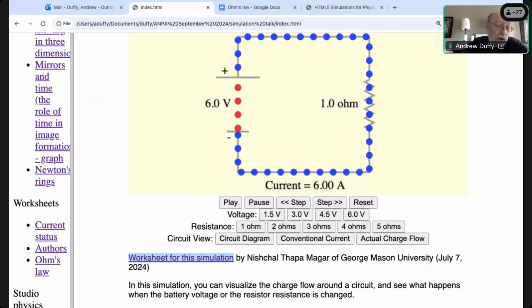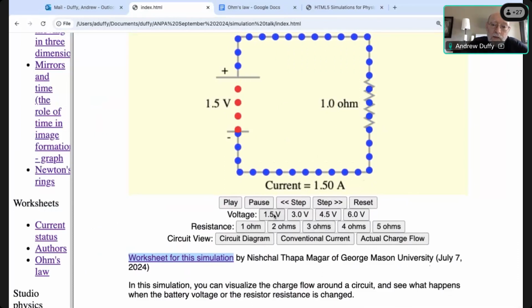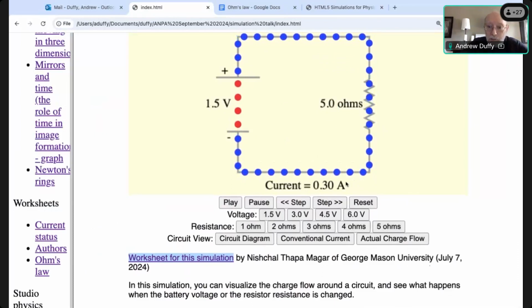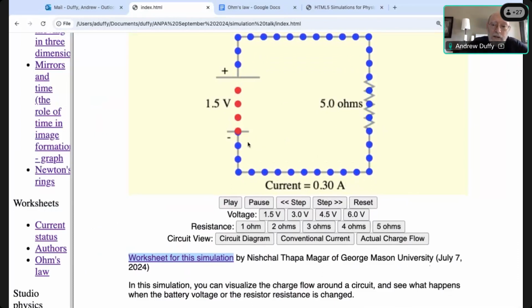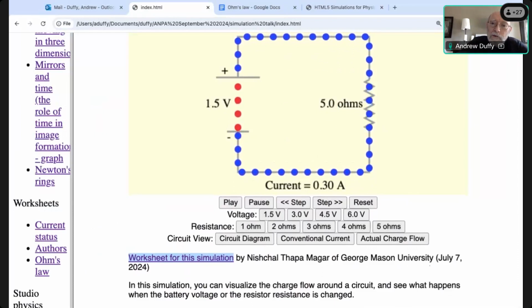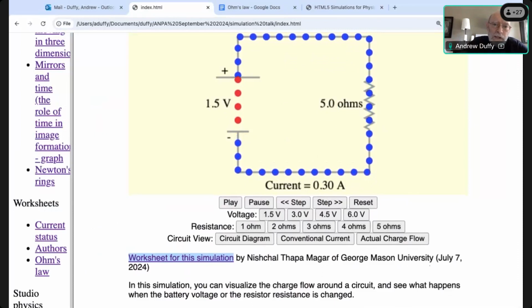Then there's another question on there, which is how do you get the least current? We have to do the opposite. Least voltage and most resistance will get the least current. And there's a big difference between the most and the least. You can see this is really running very, very slowly now. And that's really what current is, the rate of flow of charge.